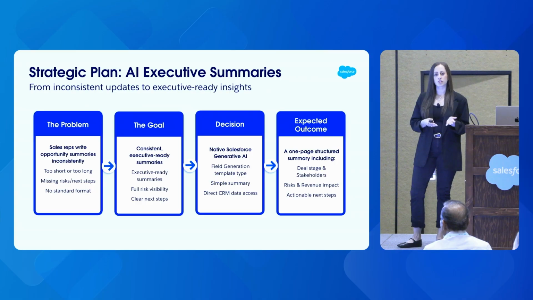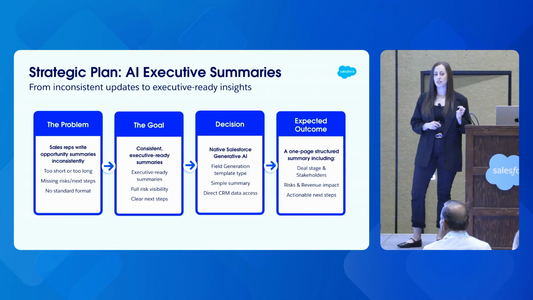The reason we want to do this is because right now those sales reps are doing this manually. There's a lot of inconsistency. Sometimes the reps are including the right information, sometimes they're not, sometimes it's too long. And that leads to not the right data in your orgs. And so our goal is to create a standard and consistent executive-ready summary.